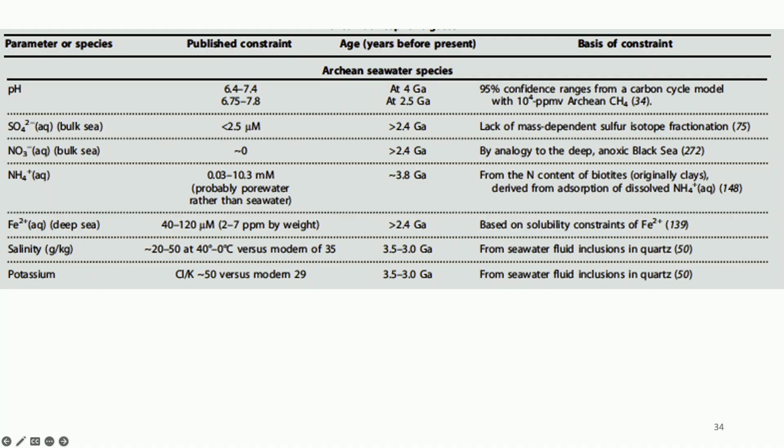This is also confirmed by a number of publications. So we have indications of the pH of the ocean that was slightly acidic. Right now, the mean pH is about 8 for the ocean. It was not so rich in sulfate. It barely contained oxidized nitrogen species, a bit of ammonia. It was, of course, because of the BIF, rich in ferrous iron.